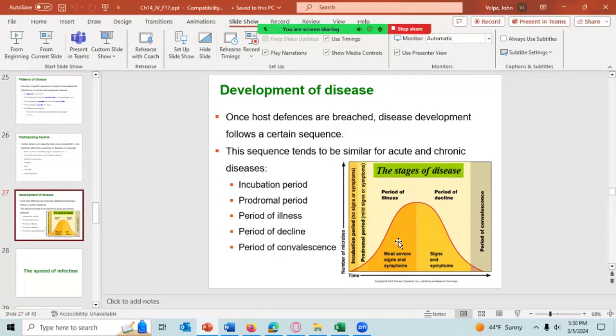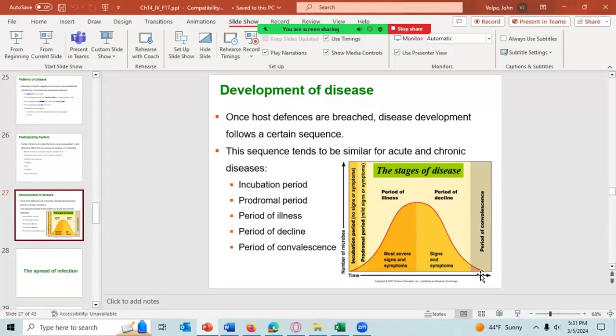With some diseases, there is no period of decline or period of convalescence. Before the advent of modern medicine, AIDS patients frequently were in the period of illness, and then that was it. They died. There was no period of decline. There was no period of convalescence. So not all diseases have these different periods of illness, but most of them do have all of these different periods of illness.